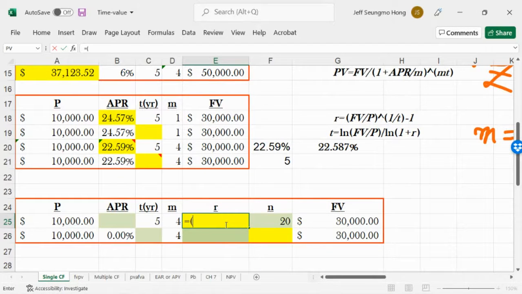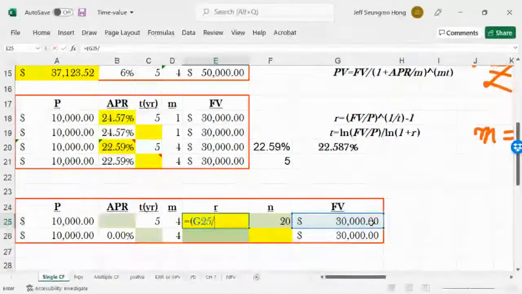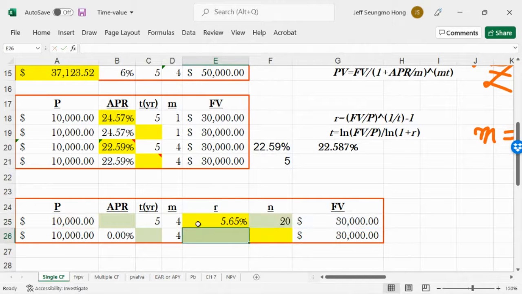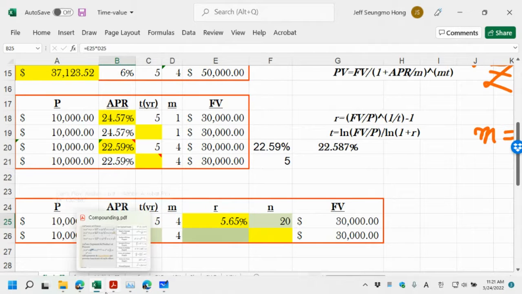And now it's just future value over present value raised to 1 over n. Now n is here, which is F25. Don't need to make any adjustment because the adjustment is already made outside the formula, right? Minus 1. There you go. 5.65, which is then what? That is the quarterly rate. Then if we turn it into APR, we simply multiply that by n. There you go. We get to the same result, right?